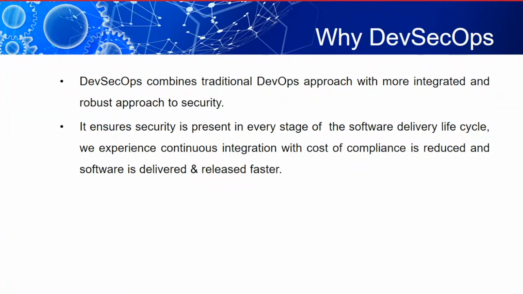Though DevOps prioritizes delivery speed and functionality, as the security is added at the end of the DevOps lifecycle, they are always lacking in robust security and compliance. This is where DevSecOps comes into the picture. DevSecOps combines the traditional DevOps approach with a more integrated, robust approach to security by ensuring that security is present in every stage of the software development lifecycle. We experience continuous integration, the cost of compliance is reduced, and the software is delivered and released faster.